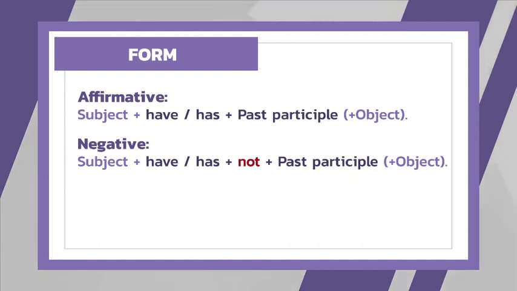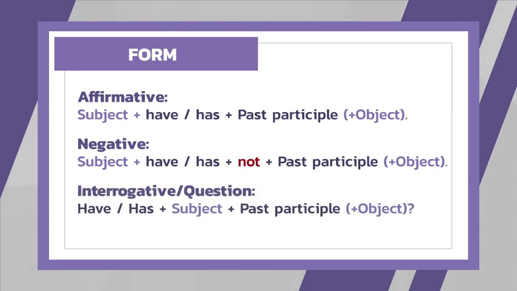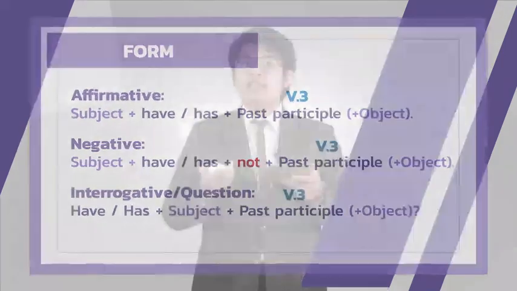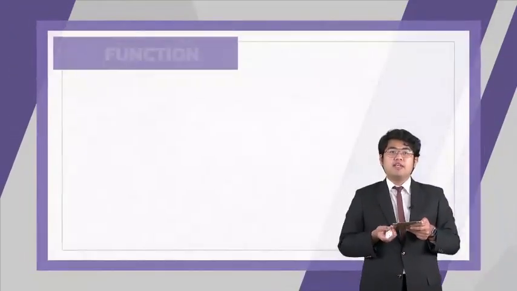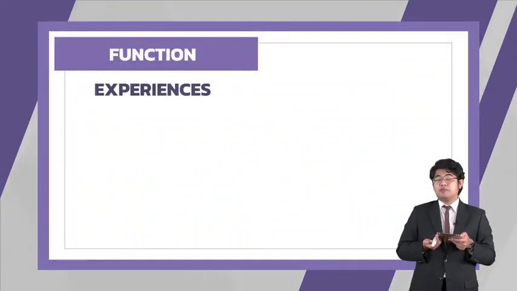object. And for interrogative or question, have or has plus subject plus past participle plus object. Students, the past participle we are talking about here, in Thai we usually call it verb column 3, but actually we call it the past participle. Next, I will explain the function of the present perfect tense. The first one is about experience.